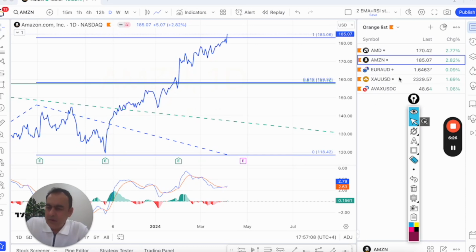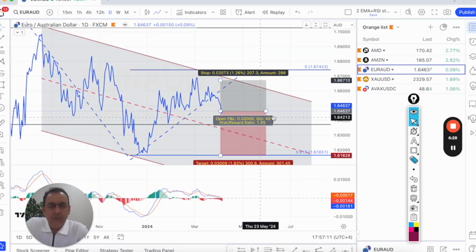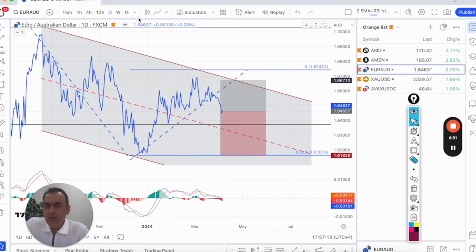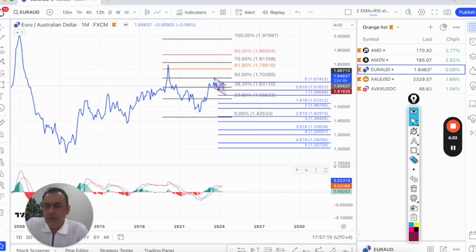Now coming back to the currency market, Forex pairs. So I have taken Euro versus AUD. Now starting from the monthly chart, I would like to clean the chart here.